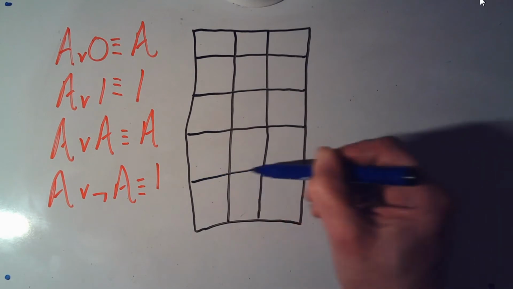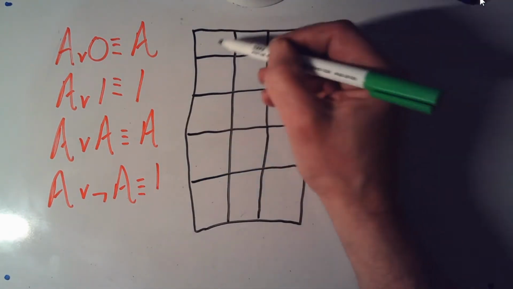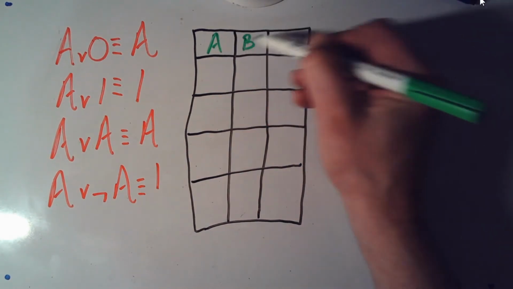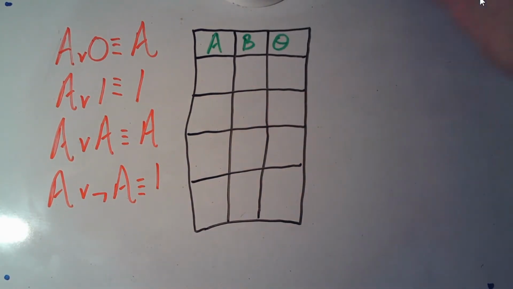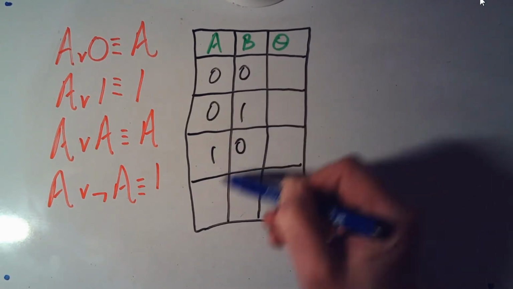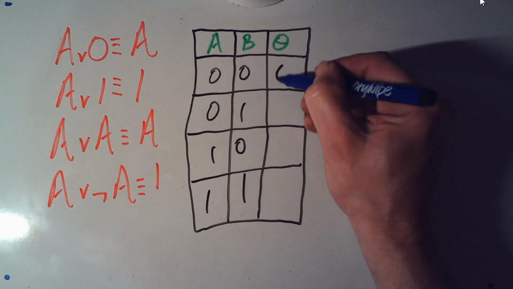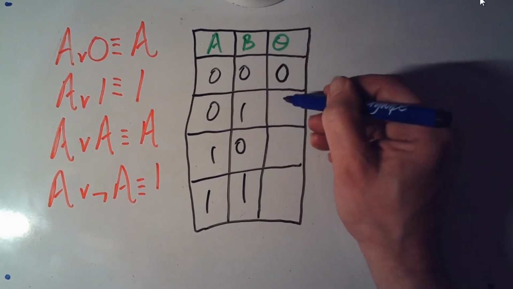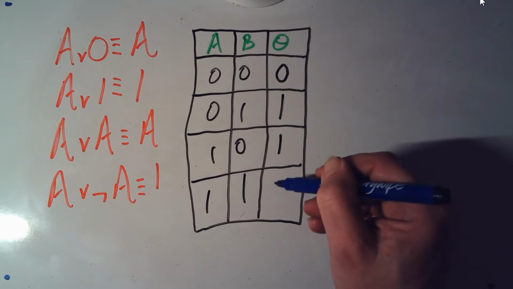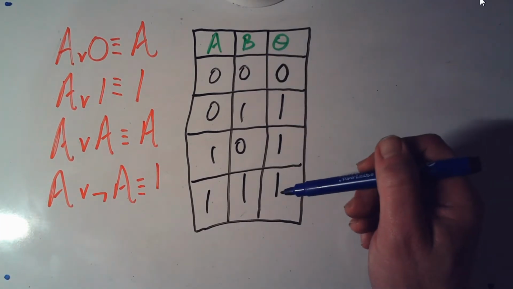Let's divvy this up. At the top, guys, let's use a different colour. We've got A, B and Q. Let's write down our combinations of 0 and 1. We've got 0, 0, 0, 1, 1, 0, 1, 1. And we know, guys, with an OR gate that the only time we will get a 0 is when A and B are 0. On all other combinations of A and B, we will get a 1 on the output.